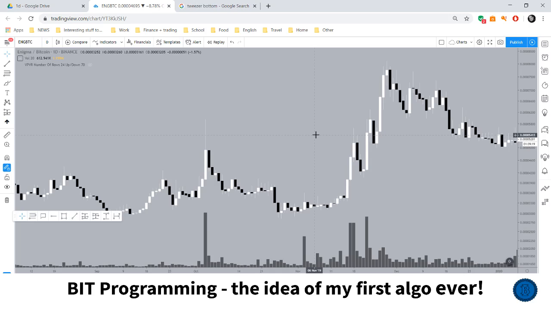So the principle of volume, because significant volume confirms the trend, so confirms the interest of buyers or sellers in this case, and then also the principle of trend change. So how do I do that in this algorithm of mine? I use the concept of tweezer bottom.